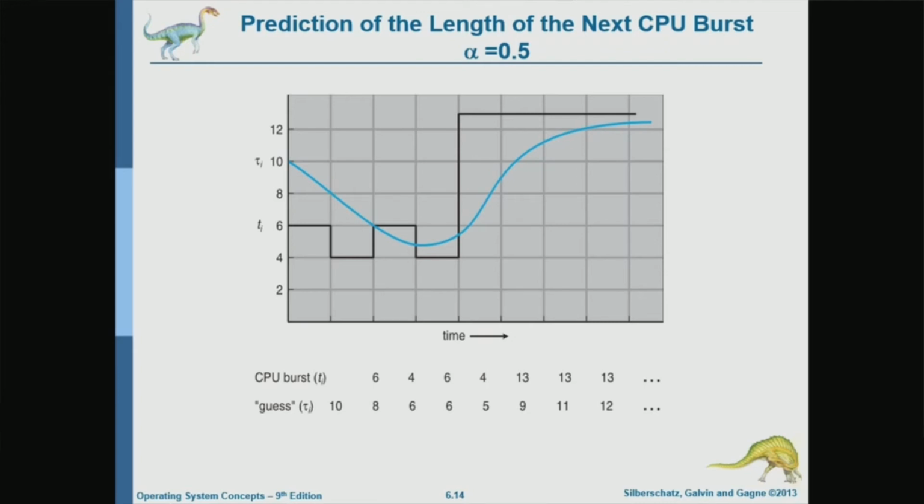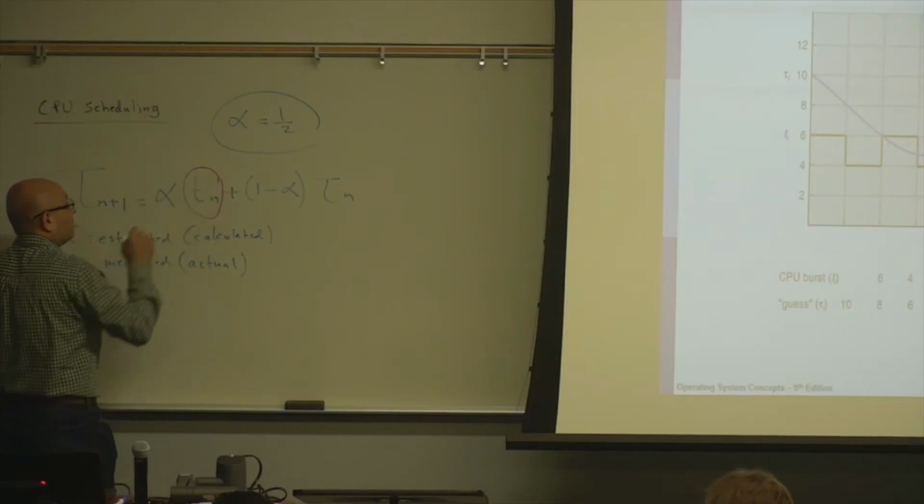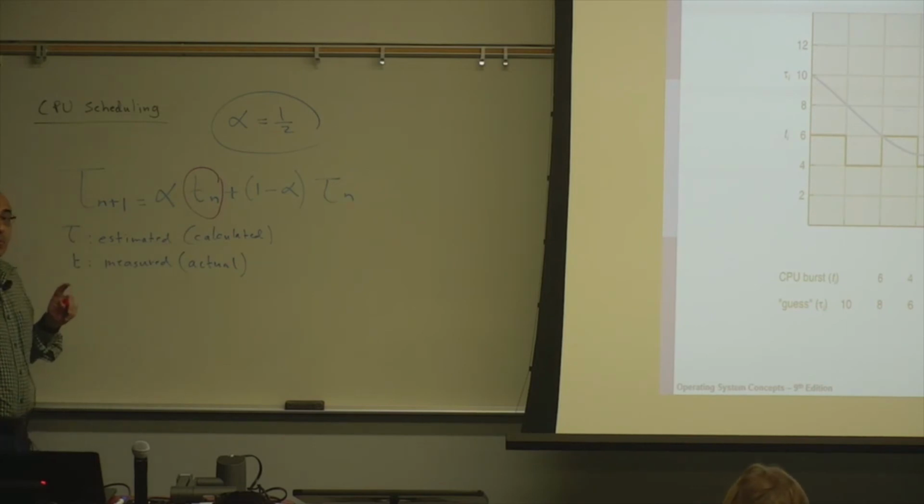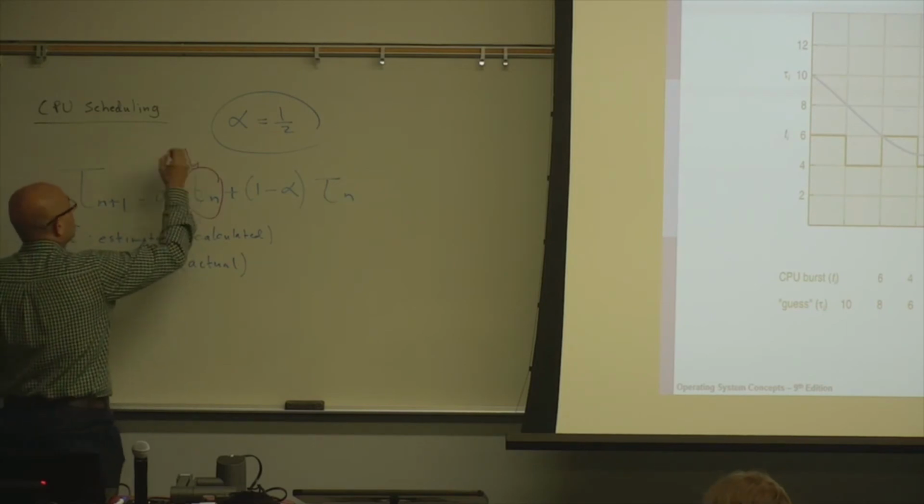So the system is basically tracking the lengths of the CPU bursts, and it's calculating this weighted sum. Clearly, at any point in time, this t n is a measure. This is one number. This is one measurement.